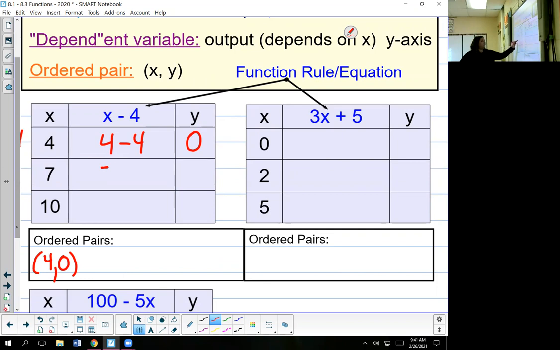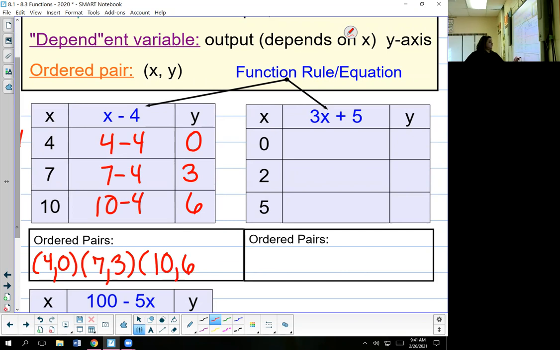And then I plug in 7. 7 minus 4 is 3, and therefore my next ordered pair would be 7, 3. And then 10 minus 4 is 6. So then my last ordered pair in this situation would be 10, 6. So if I was asking you to graph that, then you would plot those points on an ordered grid. Okay, same thing applies for this one.